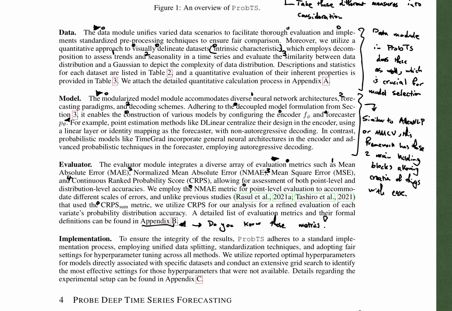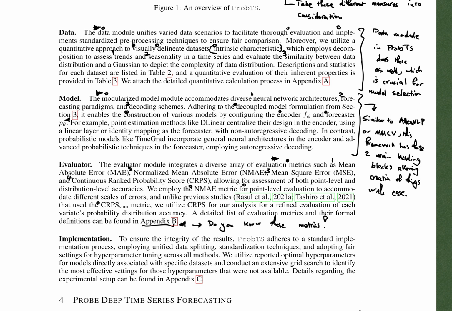Alright, let's go over the main components of ProbTS again. You have the data module, the model module, the evaluator, and then some discussions on the implementation. The data module is going to unify varied data scenarios. The goal is to make evaluation and implementation easier and more streamlined in order to provide a fair and easy-to-use comparison.